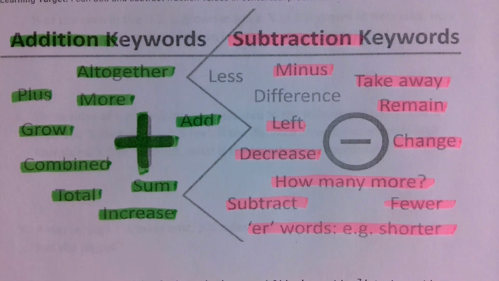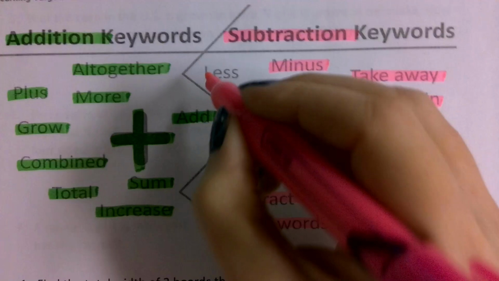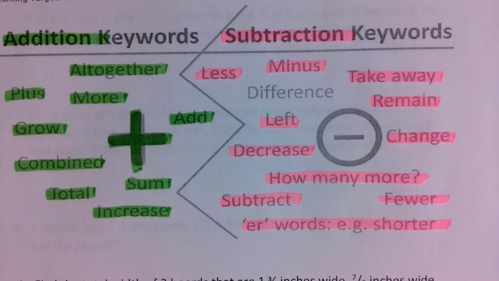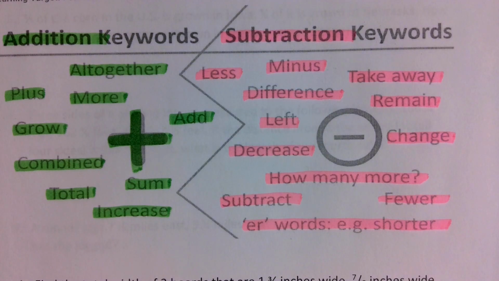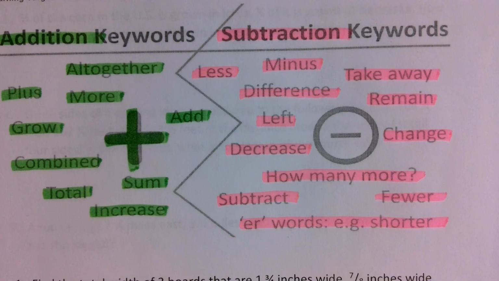Decrease means it's going down. Okay? Less means it's going down. And then, of course, we've got difference, which is going to be our keyword for an answer to a subtraction problem.